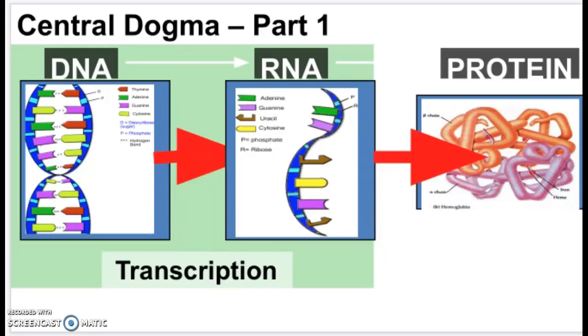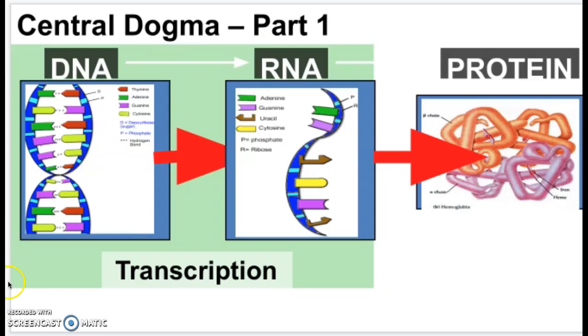Okay, this podcast is going to go over central dogma. Central dogma is a fancy word for the process of how you go from DNA to RNA to protein. So this whole process of going from one molecule to another and then to protein is called the central dogma.